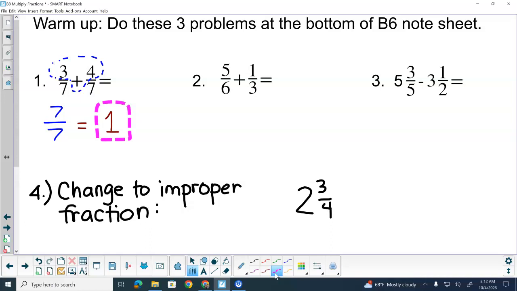Do we have a common denominator? No, Nora. What would be our common denominator? 6. Okay, because 3 goes into 6. 6 goes into 6. Love it. So 6.